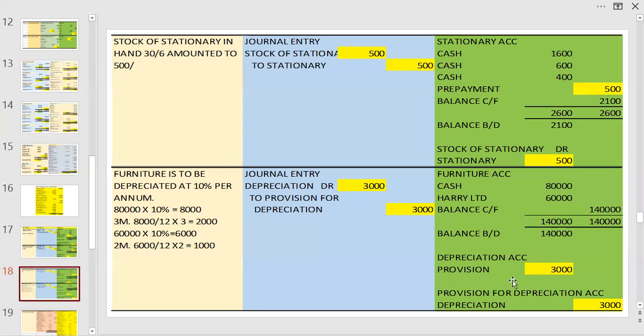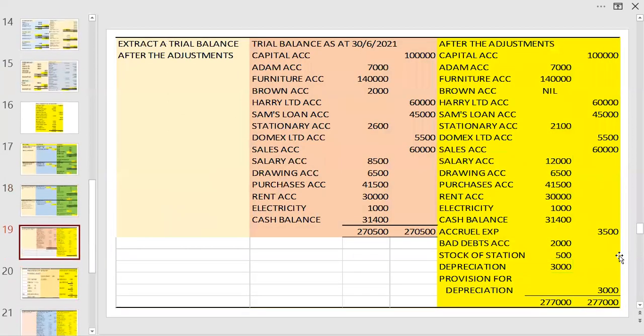Dear students, now we have been asked to prepare another trial balance. So, what is highlighted in yellow color is the present trial balance. If you see as a comparison, if you look at Brown's account, it shows nil balance. And if you see below the cash balance of 31,400, 5 new accounts have been created.